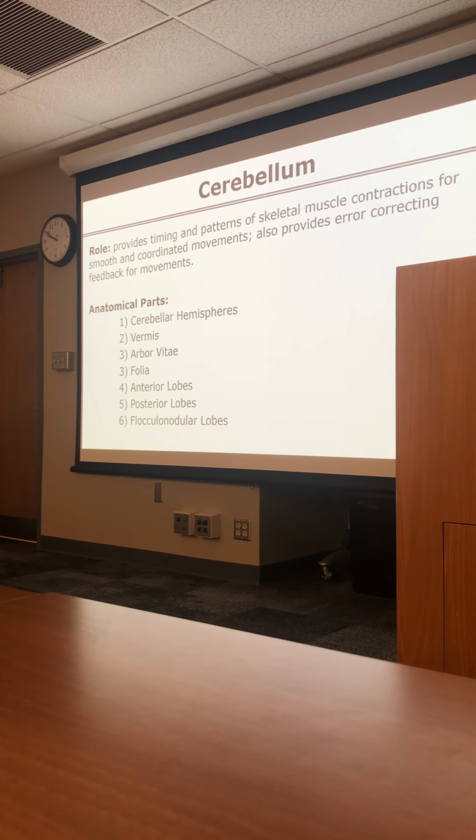Cerebellum. Cerebellum is 1/10 of the brain mass, but it contains nearly half of all the neurons found in the brain. So if you think about it, that's a lot of neurons. And what we're going to see is the cerebellum provides timing and patterns of skeletal muscle contractions for smooth and coordinated movements, and also provides error-correcting feedback for movements.